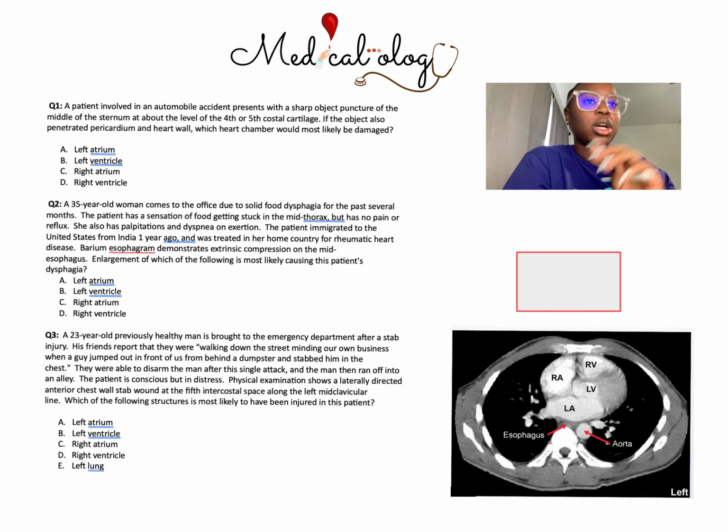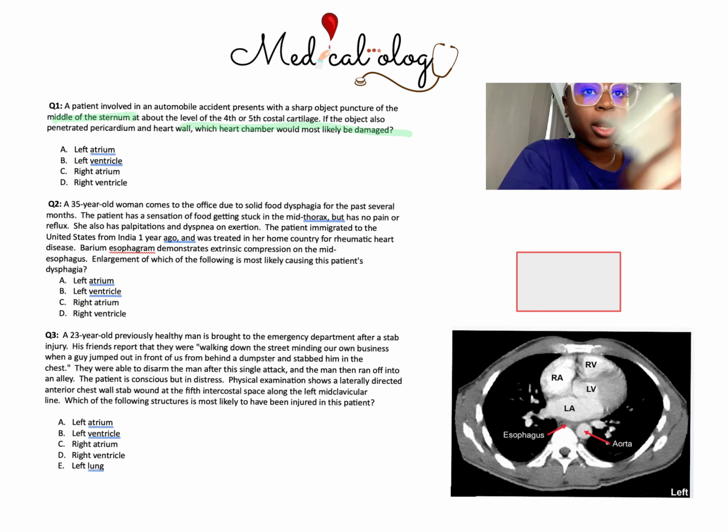Number 1 is on the shorter side, so we'll read the entire question, but as we move on to questions 2 and 3, we'll see how I approach these questions, okay? So number 1, a patient involved in an automobile accident presents with a sharp object puncture of the middle of the sternum at about the level of the 4th or 5th costal cartilage. If the object also penetrated the pericardium and heart wall, which heart chamber will most likely be damaged? So in this question, they're trying to get us to understand what is the most anterior portion of the heart.